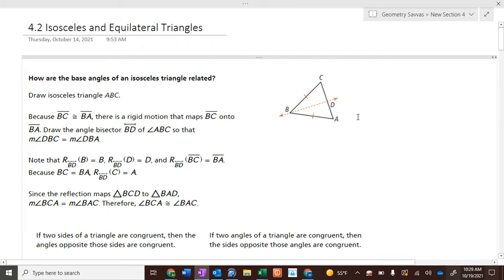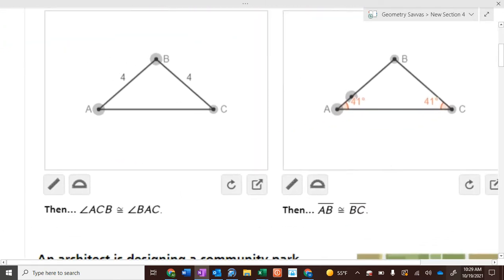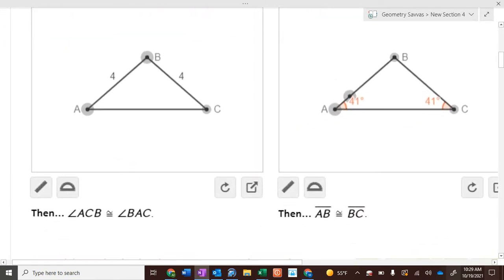So what happens in isosceles triangles is if you have two sides congruent, then their opposite angles will be congruent. Okay? So if side BC and AB are congruent, then angle C is congruent to angle A. If you have two congruent angles, then their opposite sides are congruent. Then AB would be congruent to BC. So if you have congruent angles, then the opposite sides are congruent. If you have congruent sides, then the opposite angles are congruent.